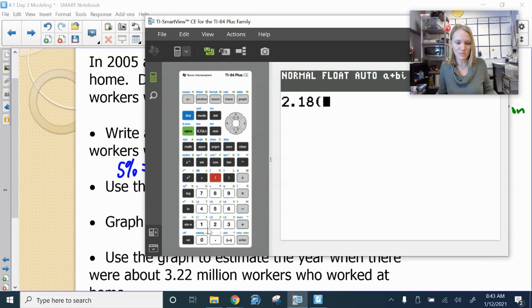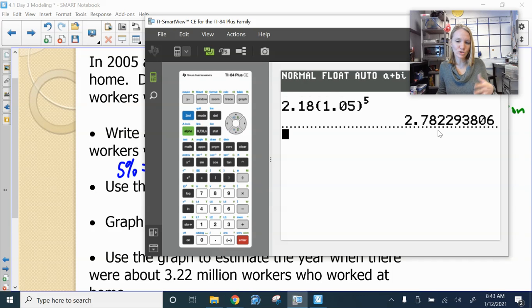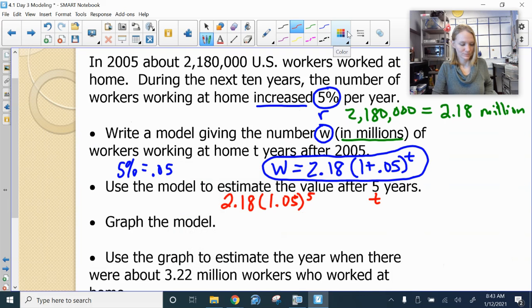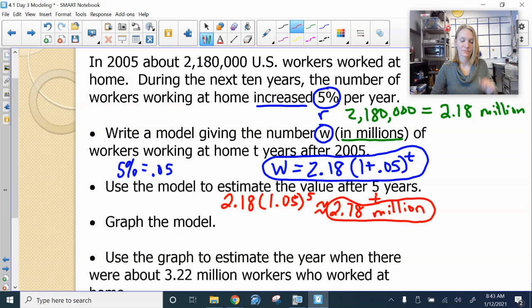2.18 times 1.05 raised to the 5th power. So I have about 2.78. We'll go with that. 2 decimal places is probably fine. Remember, this is talking about in millions, so about 2.78 million workers working at home. Okay, so it's increased by about 60 million people in 5 years. I'm sorry, 60, well, it'd be 600,000. There we go.